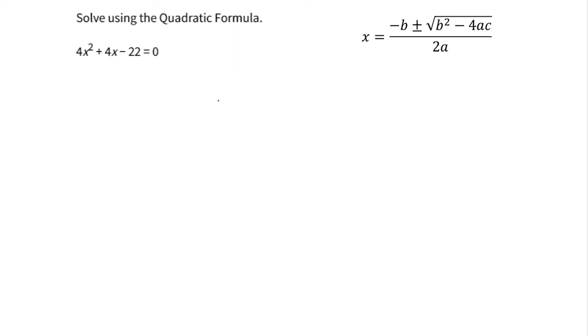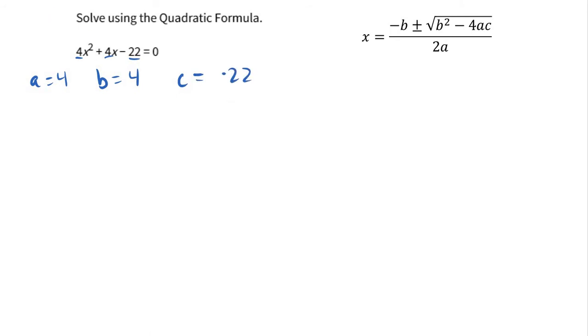All right, use the quadratic formula. Again, here's the quadratic formula I provided for you. I'd write that right on your paper. I like to do this: let's just identify what's my a. So a is 4, b is also 4, and c is negative 22.